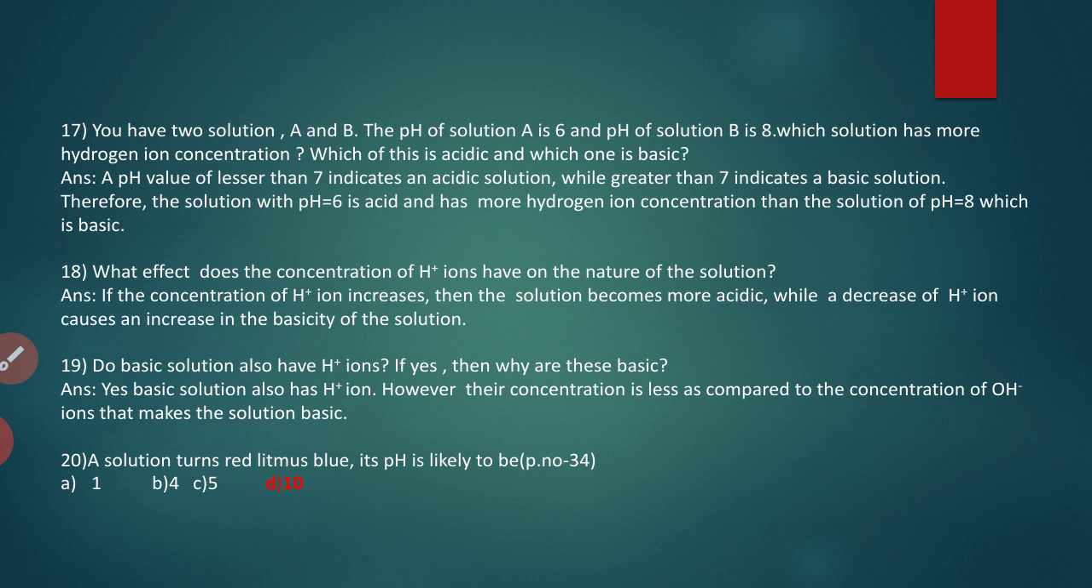So let's move on to the next question. What effect does the concentration of H plus ions, that is hydronium ions, have on the nature of the solution? That means how the concentration of hydrogen ion varies in the solution. If the concentration of hydrogen ion increases, then the solution becomes more acidic. That means the pH value decreases. While a decrease of H plus ion causes an increase in the basicity of the solution. When the concentration of hydronium ion decreases, the basic property of the substance increases.